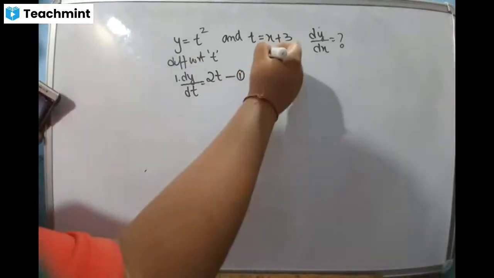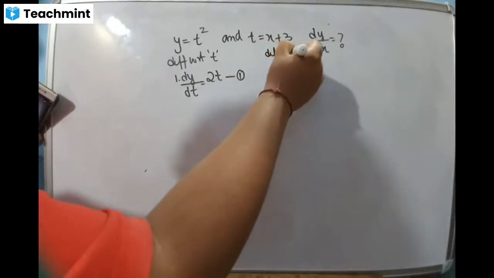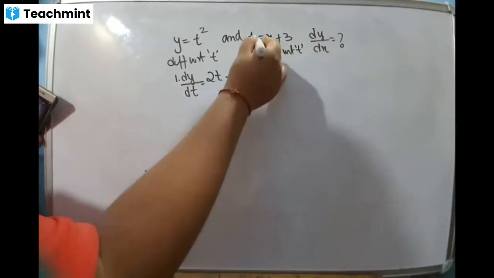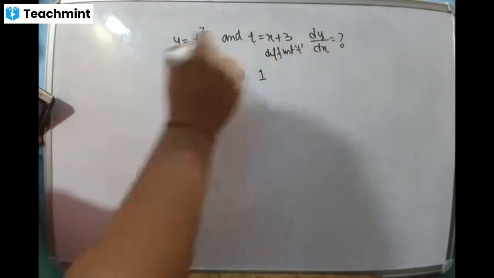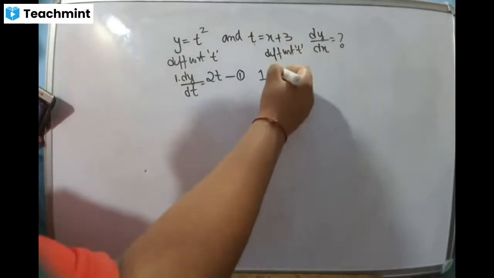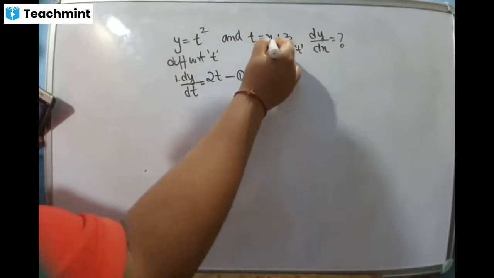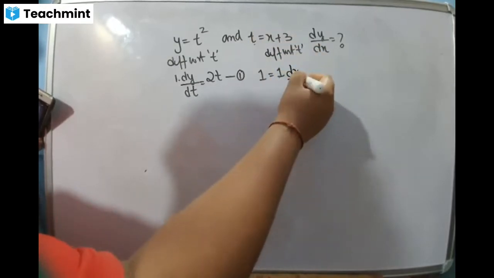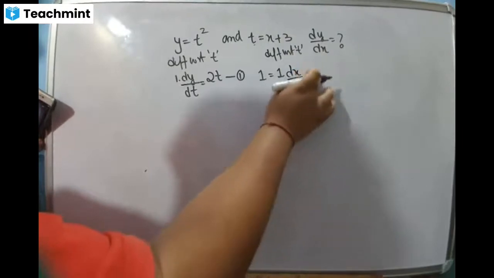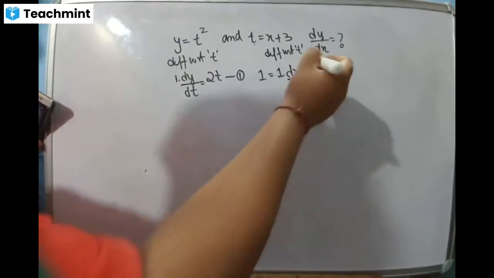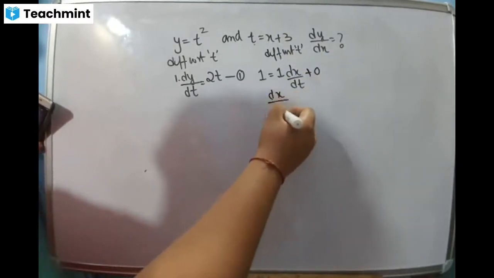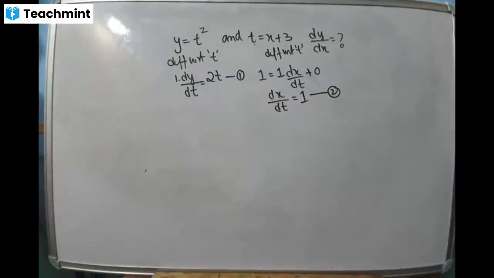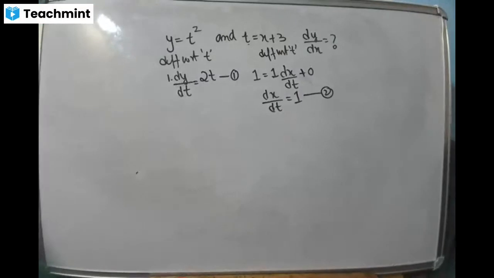Similarly, do the same thing for the second equation, differentiating with respect to t. The derivative of x is 1, so for t it is also 1. Since we are differentiating t with respect to t, we don't have to write d by dt. Differentiation of x is 1, but in this case we are differentiating not with x, but with t. So they are different, so we write dx by dt, and the derivative of a constant is 0. So what is dx by dt? Please tell me. dx by dt is 1. So this is equation number 2.